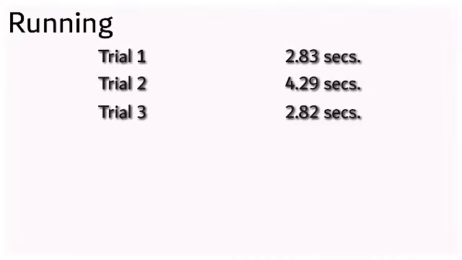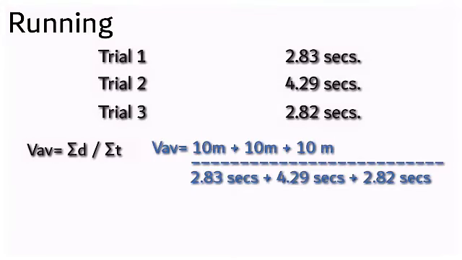Here's the gathered data. Now, let's compute the average speed using this formula. The average speed is equal to total distance covered divided by total amount of time traveled. Average speed equals 10 meters plus 10 meters plus 10 meters divided by total time, those given above, 2.83 seconds plus 4.29 seconds plus 2.82 seconds is equal to 30 meters over 9.94 seconds.